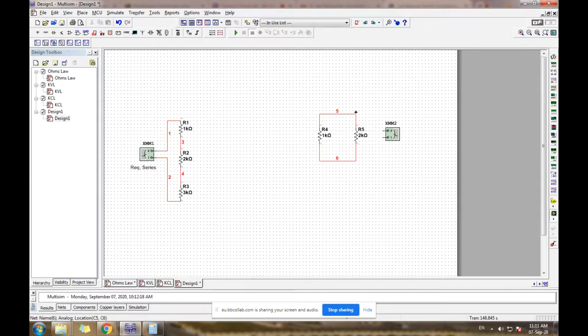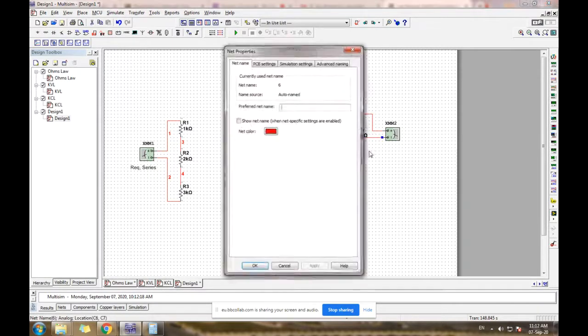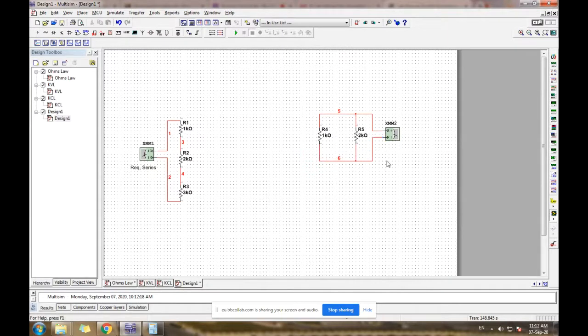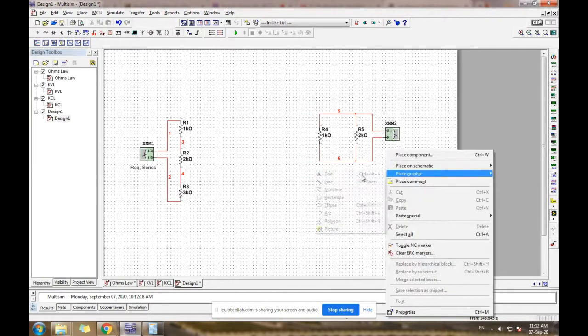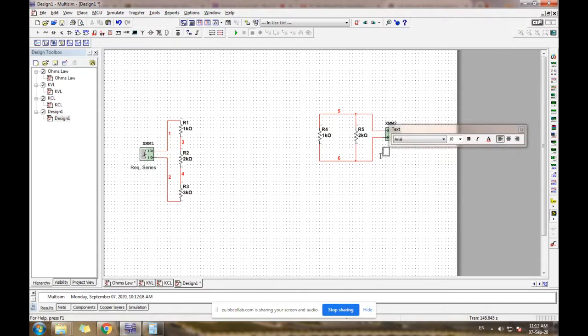Okay. This is connected to the parallel combination. This is connected to the parallel combination. And this is also, we have to place a graphic. This is, I can say, the equivalent resistance when it is in parallel.